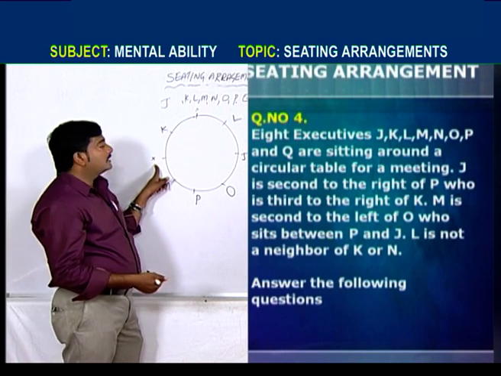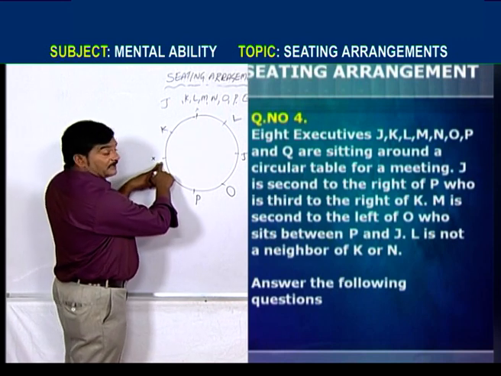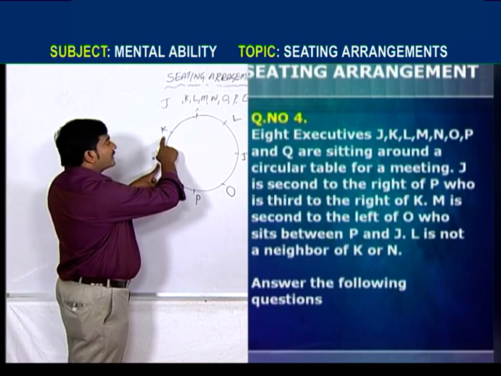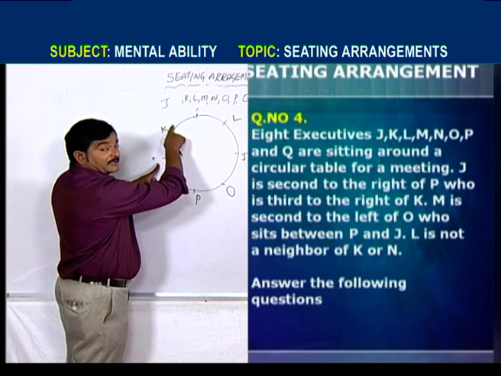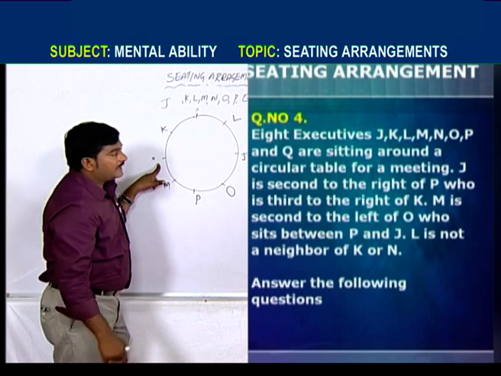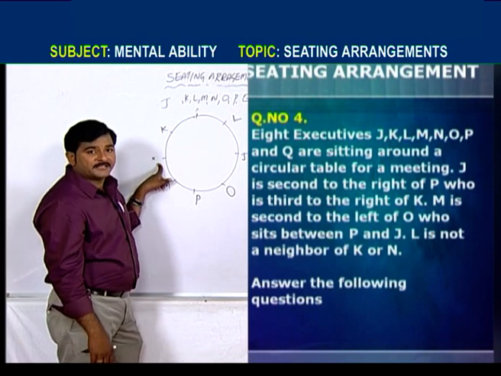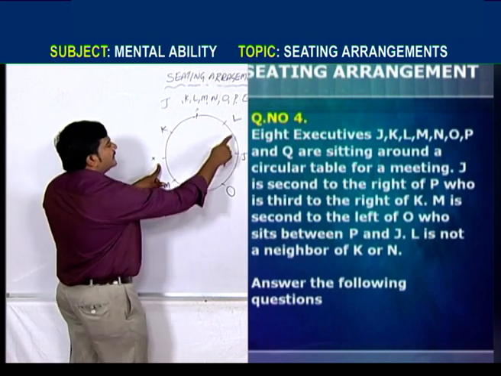I hope you understood. For example, if I am taking L here, L is neighbor of what? K. But what he mentioned here, L is not the neighbor of K. That's why L must be here.